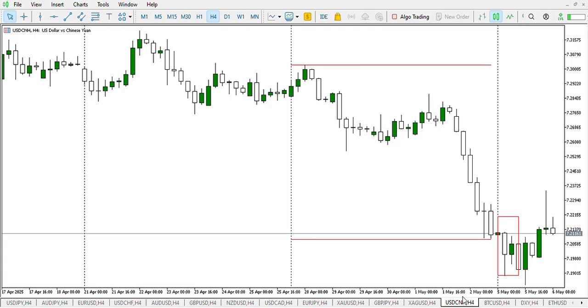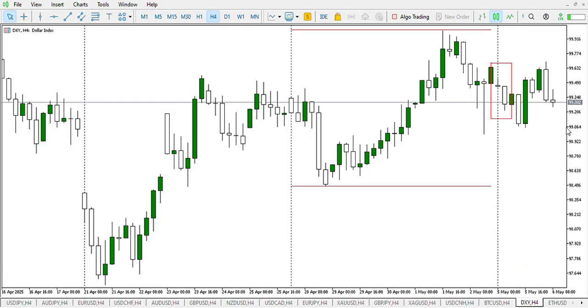So let us take another example. For instance, on DXY, you can see a bearish engulfing that's formed. So for instance, when this was forming, you need to wait for this bearish candle to form, for these structures to break, then you can make your conclusion.